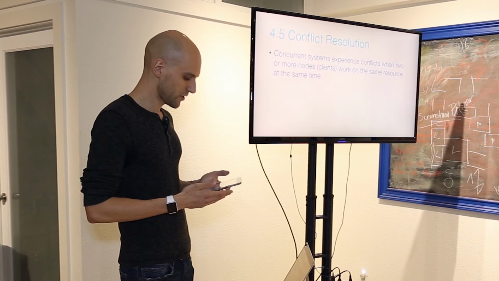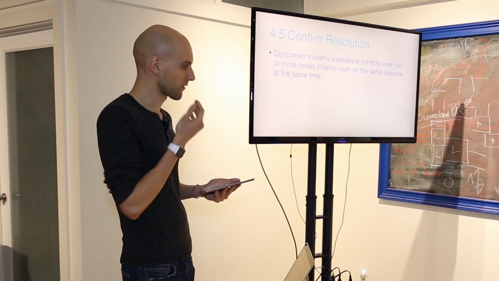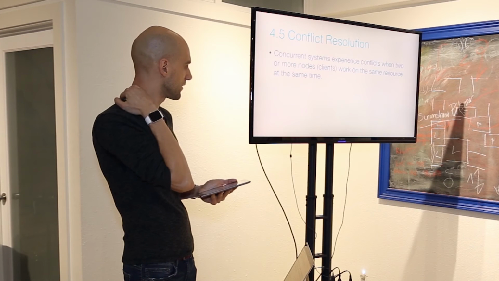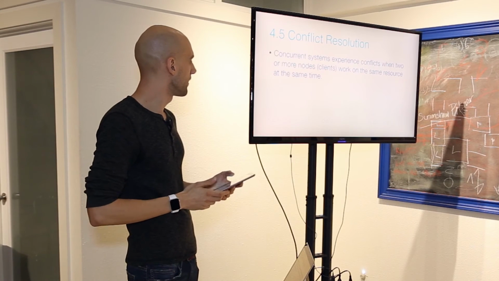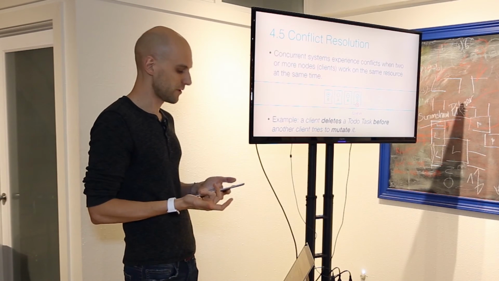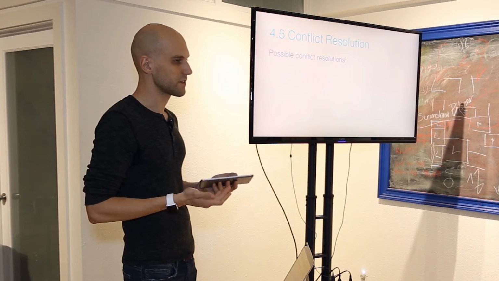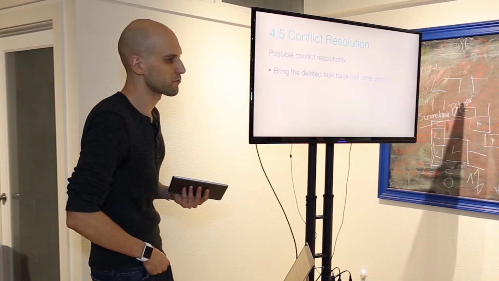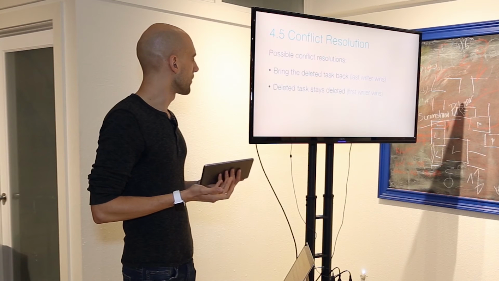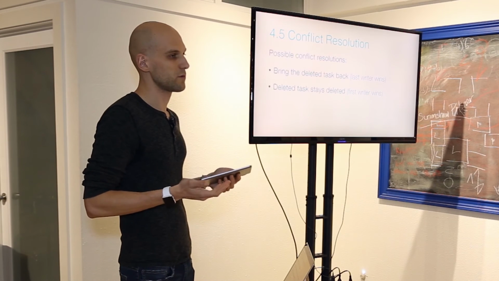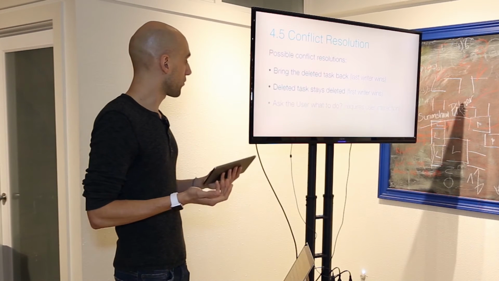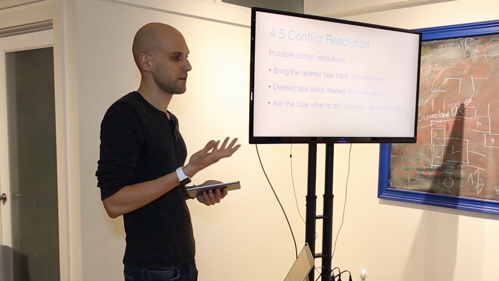And having a shared synchronized data model is basically a concurrent system. And in a concurrent system, we can experience conflicts whenever two or more clients touch the same resource at the same time. An example would be a client deletes a to-do task before another client actually tries to mutate it. And how would we solve such a conflict? One way is to just say, okay, let's bring that deleted task back. And that's also a thing known as last writer wins. Or we just say, no, whatever was deleted stays deleted, and that's also known as first writer wins. Or we can just ask the user what to do, in the form of an alert view.